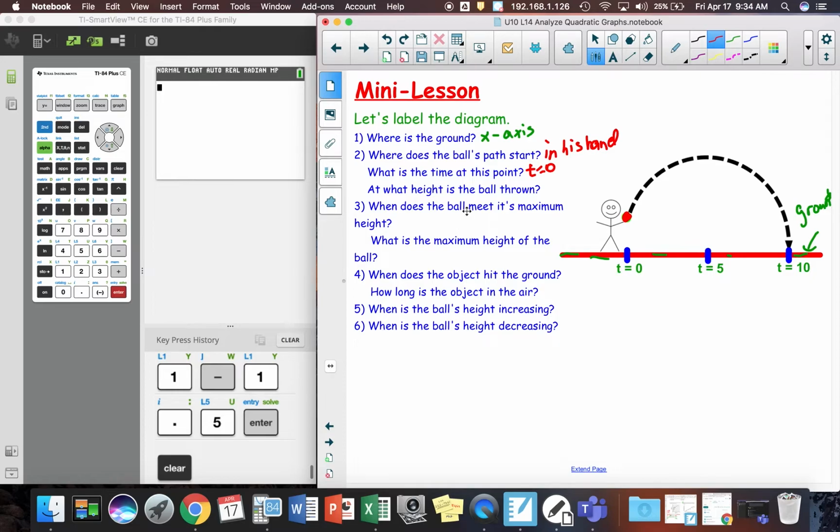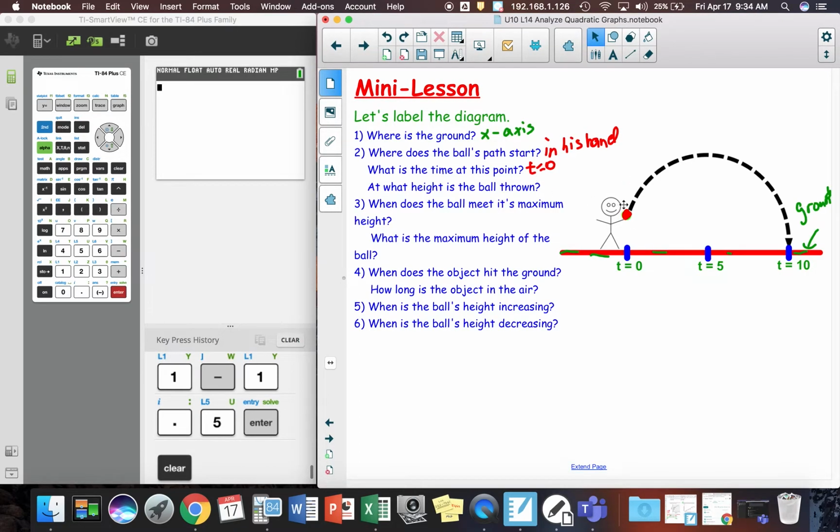So it says, when does the ball meet its maximum height? So again, we're taking this ball, and it's going up. And then finally, at some point, it's going to start going right back down. So it has to reach a maximum height somewhere around here. Okay, so I'm going to say that this one, where I left the ball, that's its maximum height.